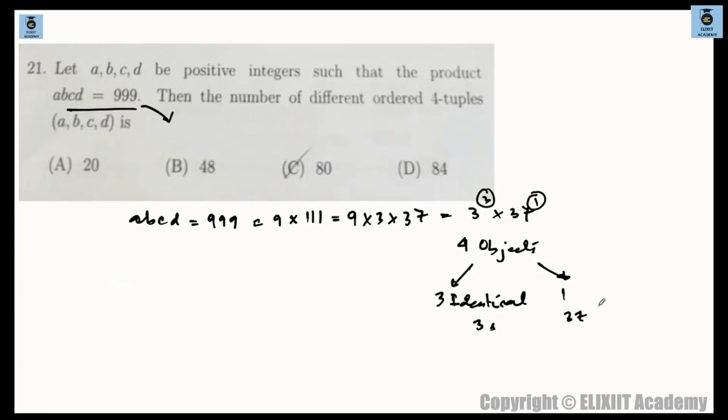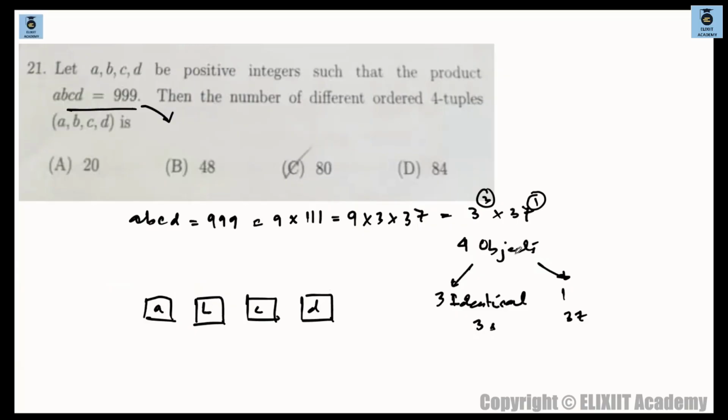So what do we have to do? We have to find the positive integral solutions. For positive integral solutions, what we do is distribute the 4 objects into 4 boxes A, B, C, D. Let's say we are having 4 boxes like this. So we will distribute these 4 objects into 4 boxes A, B, C, D.